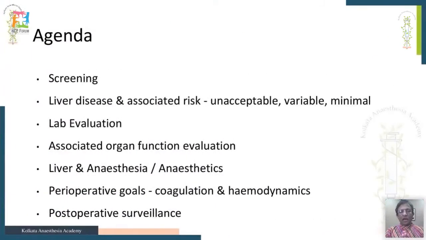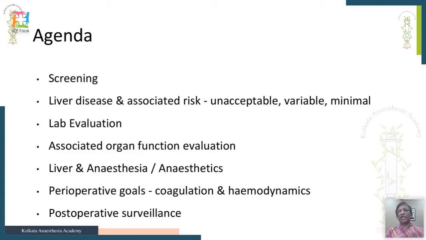What we will go through is the screening of a patient for a liver disease, the liver disease and its associated risk. Not all of them are the same. There are some with unacceptable risk on which surgery cannot be done. The two most read up or discussed are the ones with variable risks, those with cirrhosis and obstructive jaundice, much more elaborately dealt with. And there are certain minimal disease patterns which possibly do not have that great amount of risk compared to the previous. What are the lab evaluations we can look at?